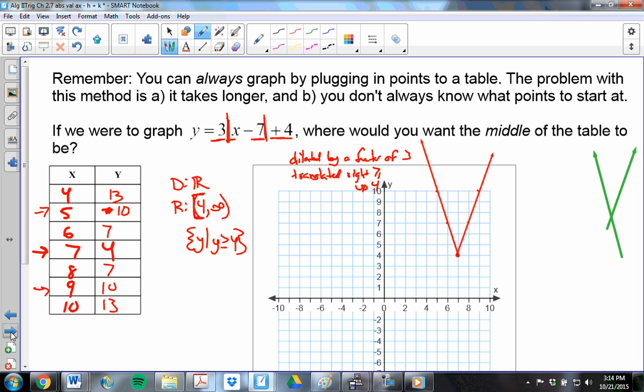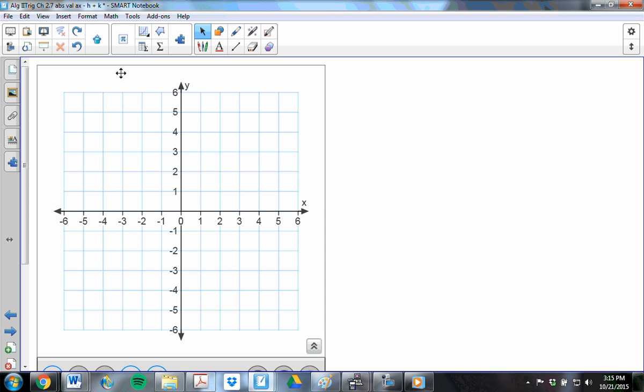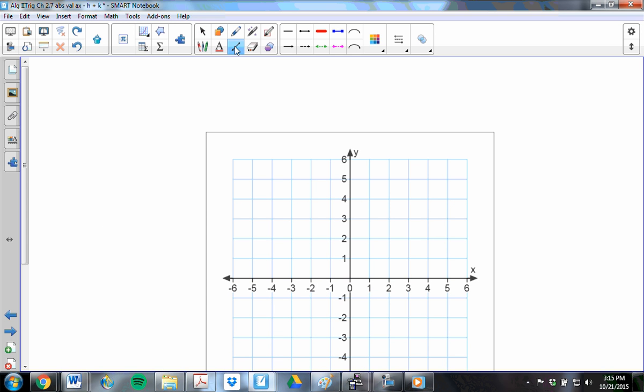Do we have any more? Shoot, I don't. We can do this backwards. I'm going to make one more little slide here real quick. If I gave you a graph, there and there, you can give me the equation really quick.